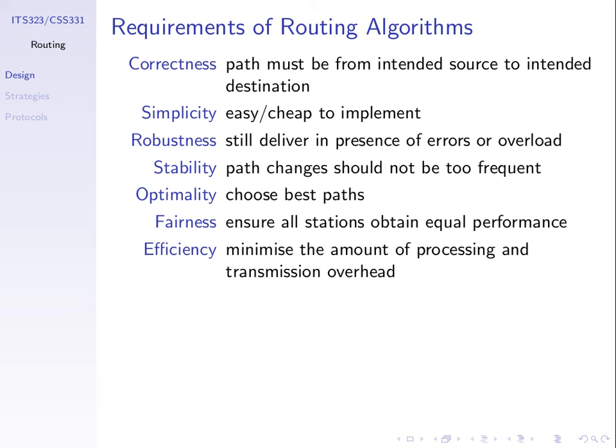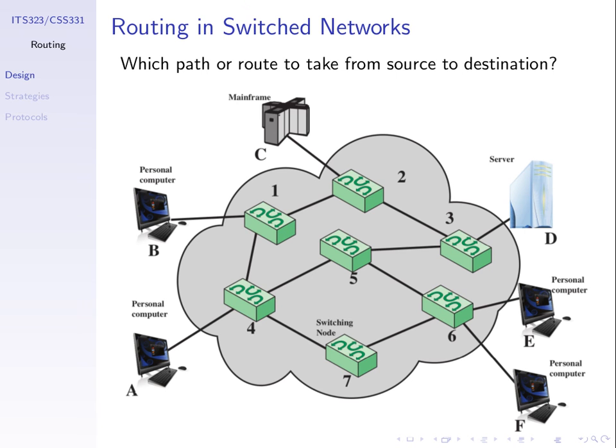Choose the optimal path, choose the best one. Right, that's another requirement. We need to define what we mean by best. Be fair. And this is a hard one to explain via example. We think a routing algorithm may find paths for all stations in the network. Find the path from A to F, find the path from B to D, and the path from C to E. Fairness is about trying to make sure that those three paths give similar performance for each of those pairs of stations communicating.